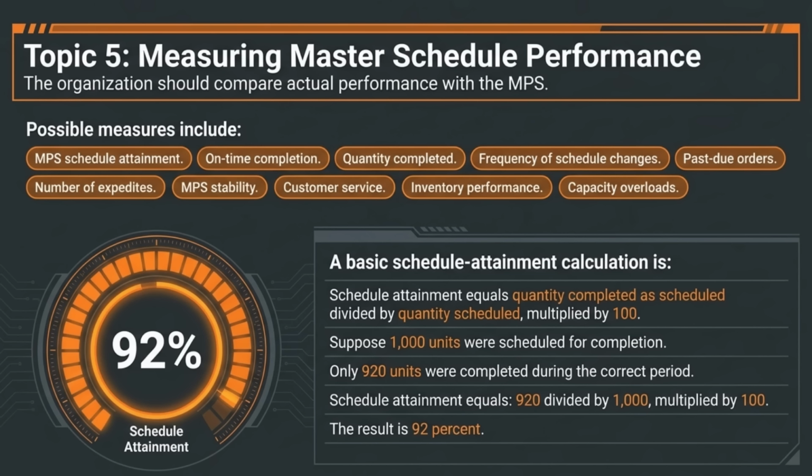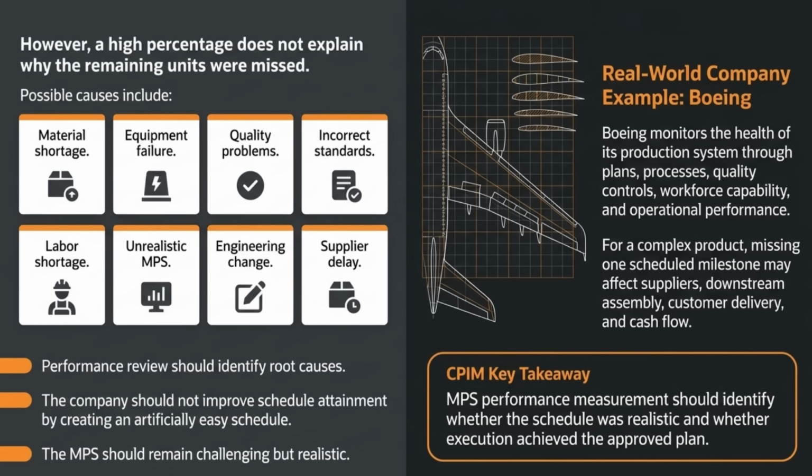A basic schedule attainment calculation is schedule attainment equals quantity completed as scheduled divided by quantity scheduled, multiplied by 100. Suppose 1,000 units were scheduled for completion. Only 920 units were completed during the correct period. Schedule attainment equals 920 divided by 1,000 multiplied by 100. The result is 92%. However, a high percentage does not explain why the remaining units were missed.